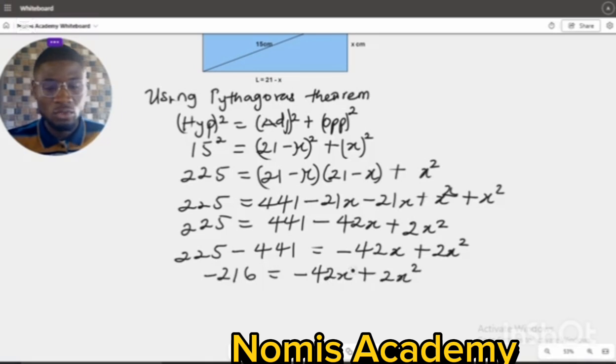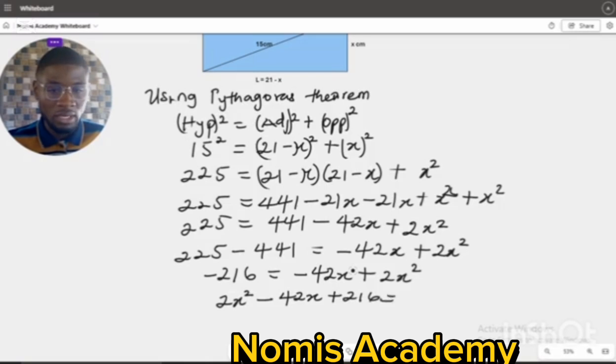So let us make it look like the form of the quadratic equation that we know. Please be very careful of the sign that is following. So we have plus 2x squared minus 42x. When I bring this to the other side, it becomes plus 216, right? So that is equal to 0.